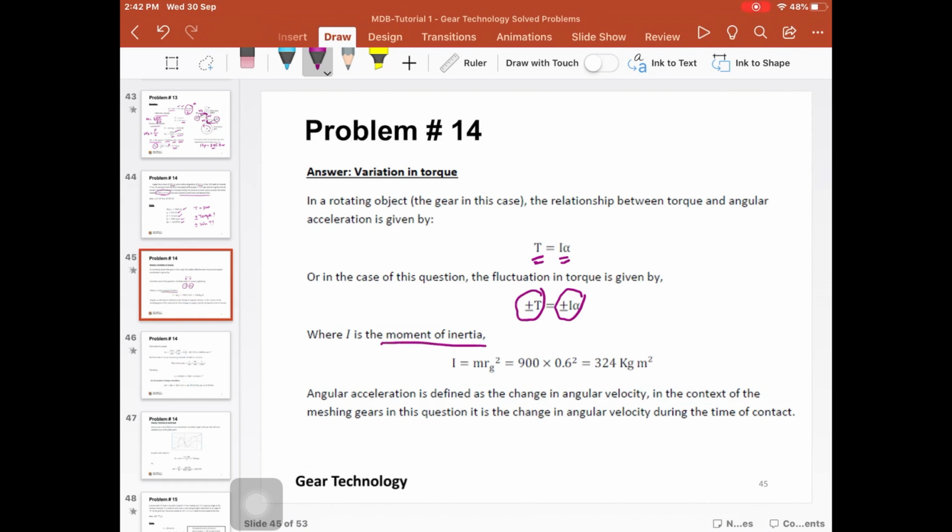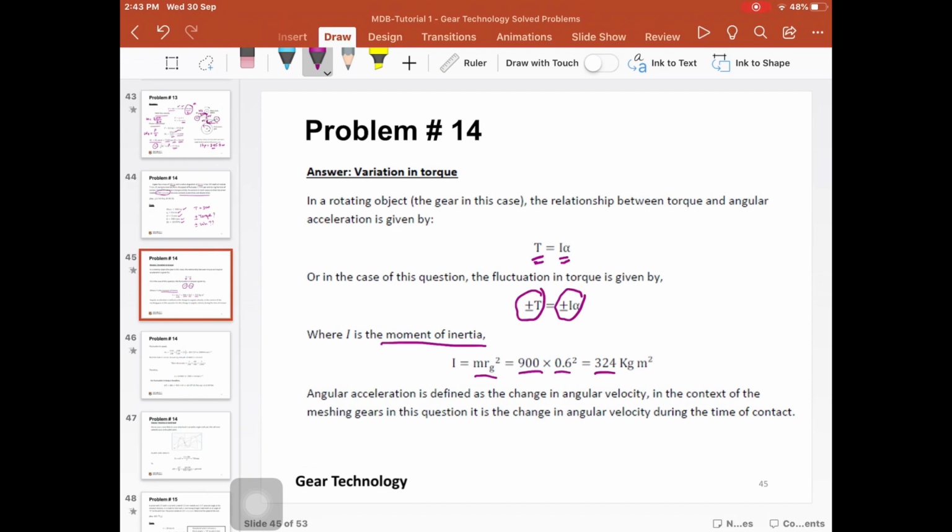Okay, so we can here calculate the moment of inertia. The moment of inertia is constant, it does not change because it is a function of the mass of the gear and the radius of gyration. So the mass is given as 900, and then the radius of gyration is 0.6 squared based on this equation. So we have 324 kilogram meter squared.